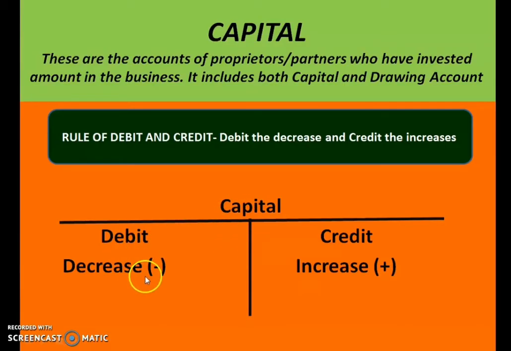If your capital is decreasing, you have to debit it. If your capital is increasing, you have to credit it. Okay, so the same rule you followed for liability, the same will be followed over here.